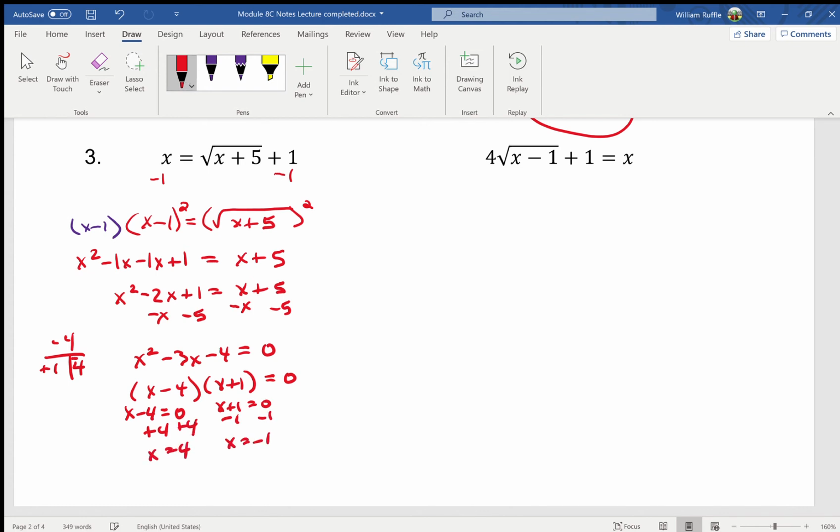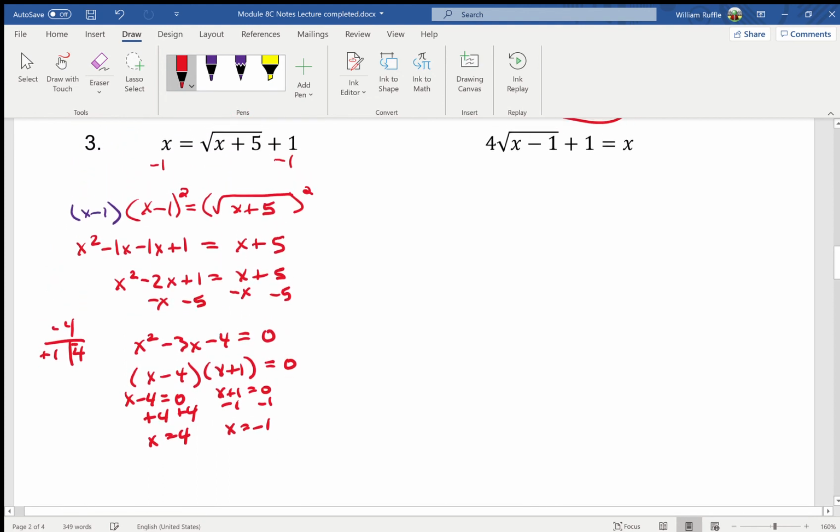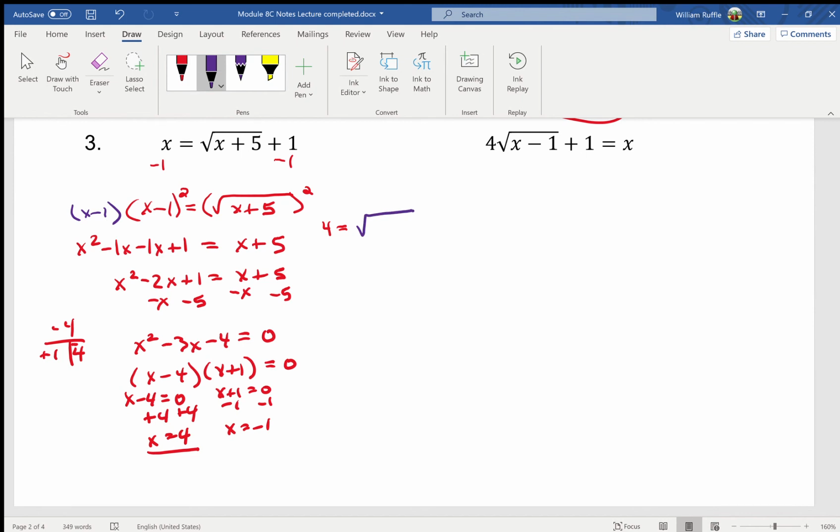Oops, forgot to finish that out. So now we got to check our answers. That's again what makes this so long, because both may work and both may not work. We got to check. So let's do 4 first. I'm going to put that in the original equation. So 4 equals the square root of 4 plus 5, plus 1. So 4 equals the square root of 9 plus 1. 4 equals 3 plus 1. Well, that's true. So 4 is a good answer.